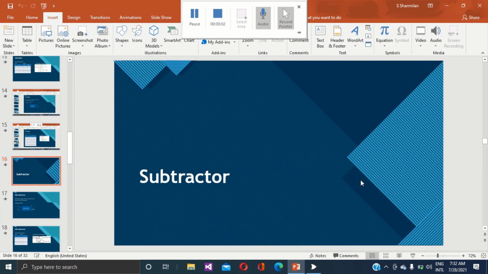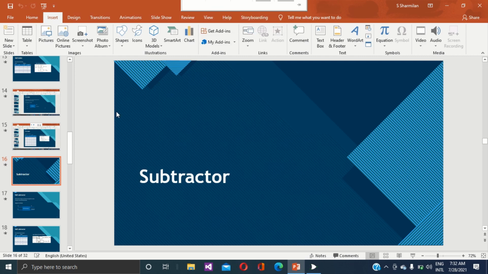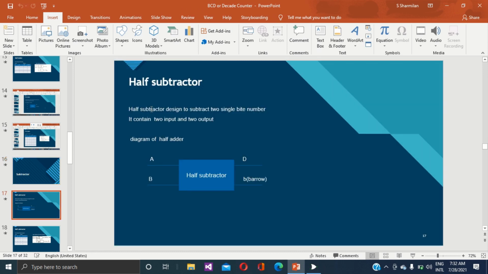Now we are going to see about subtraction. Subtraction is a combinational circuit used to get the difference between two numbers. Now, the half subtractor. A half subtractor is designed to subtract two single bit numbers. Here single bit means 0 or 1.